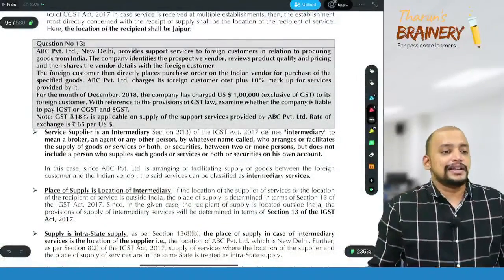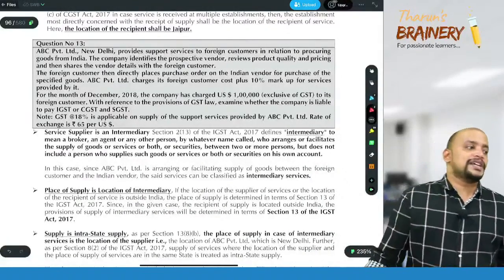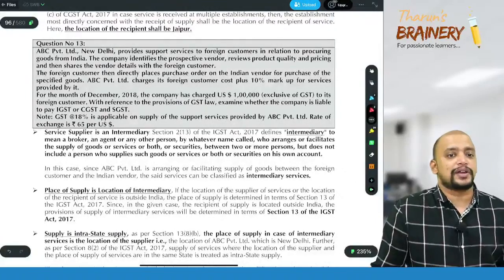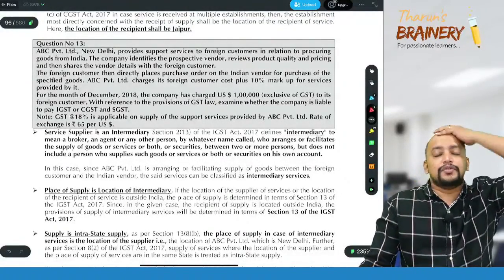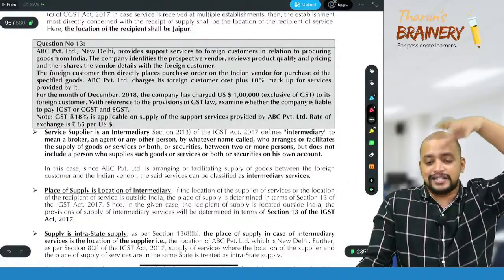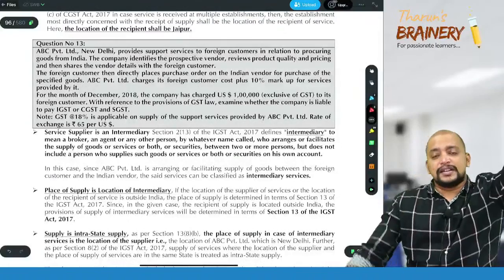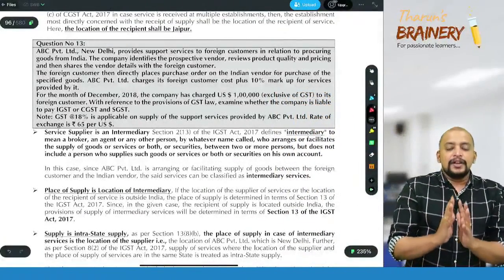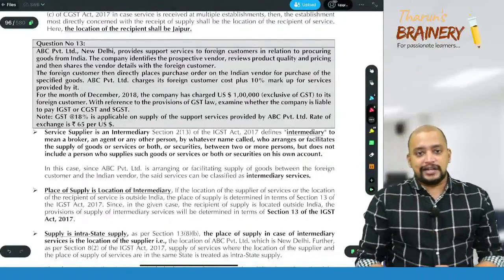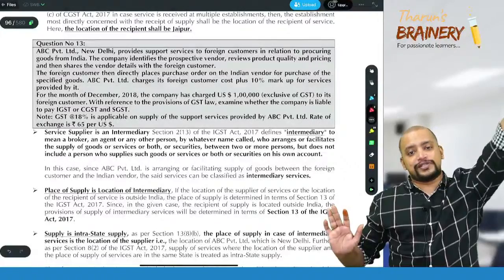That is, there is an intermediary, and that intermediary supplier of service is located outside India. Now listen. Supplier of goods is outside India. Recipient of goods is also outside India. I am an intermediary in India. Now I receive a commission. That commission is exempted.